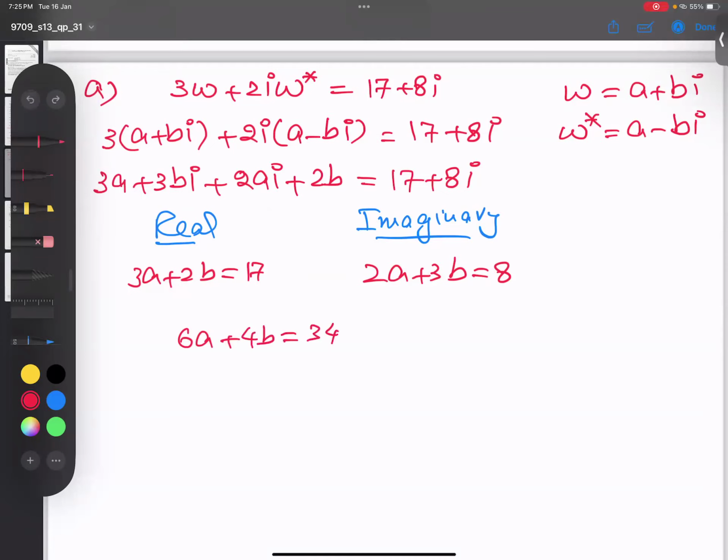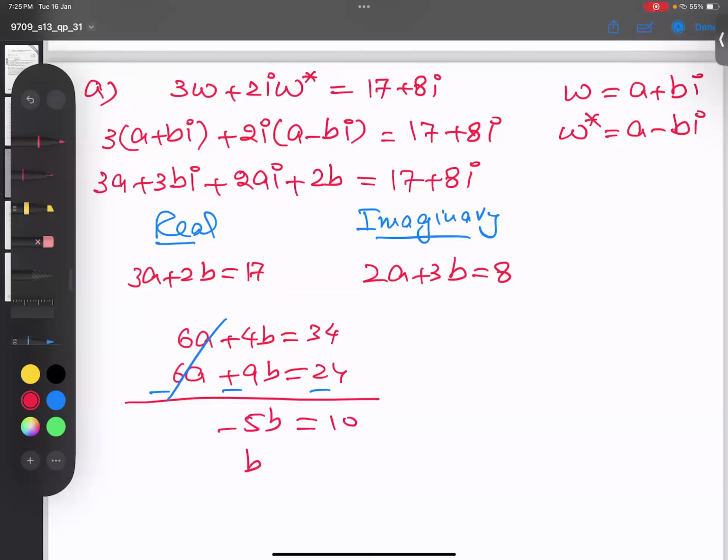The second equation multiplied by 3 gives 6a, 9b, and 24. Now the signs change. Why? Because we can't cancel in this situation. Sign changes, this cancels out. Here I got −5b and here −10 only. So b becomes −2.